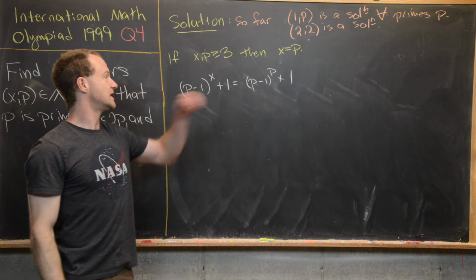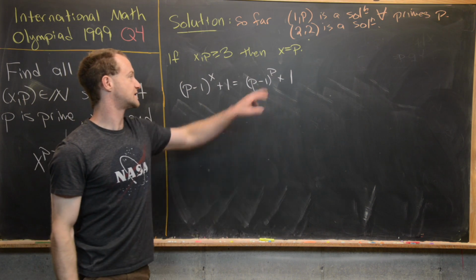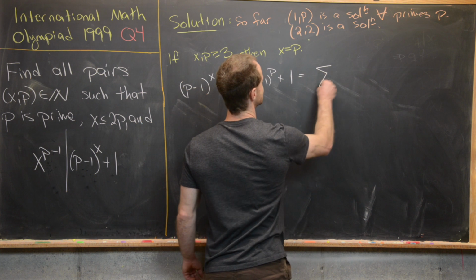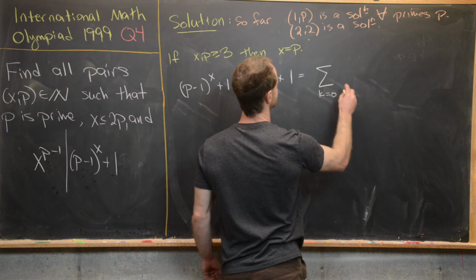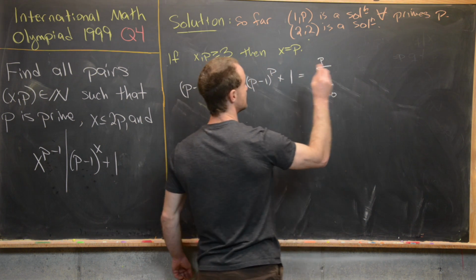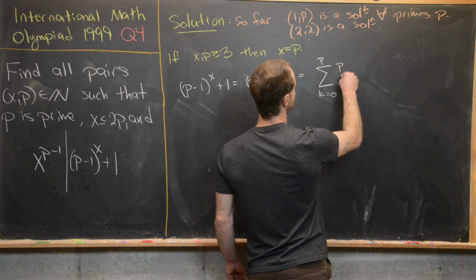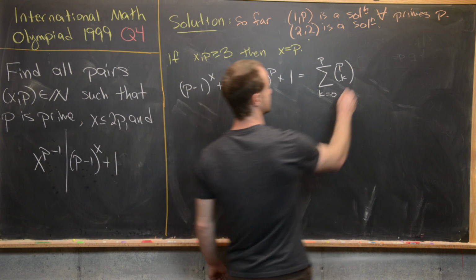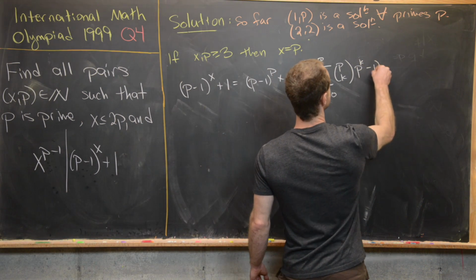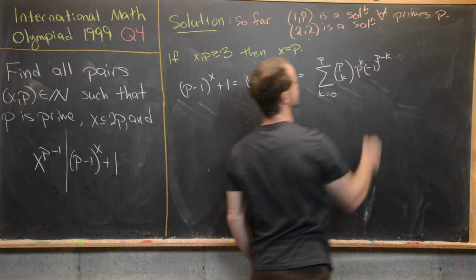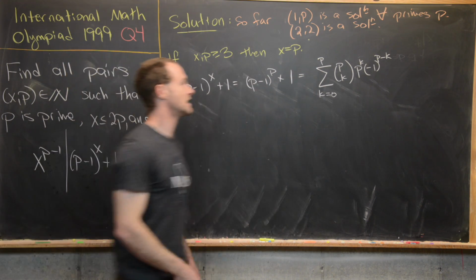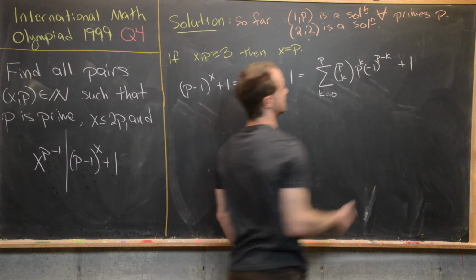Great. Now we can use binomial expansion on this p minus 1 to the p type term, and that means we can write this as the sum as k goes from 0 to p of p choose k, and then we're going to have p to the k, and then minus 1 to the p minus k. Great. So again, we're just doing normal binomial expansion there, and then we're adding 1 to this.